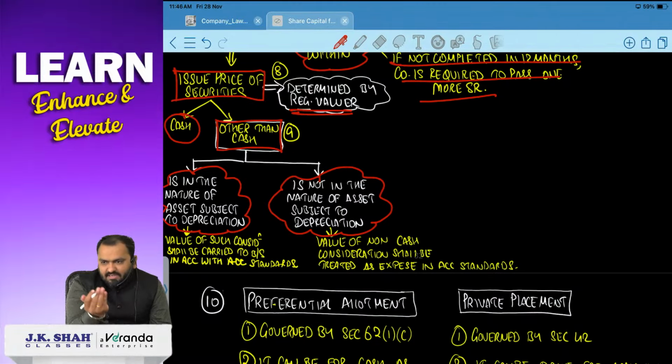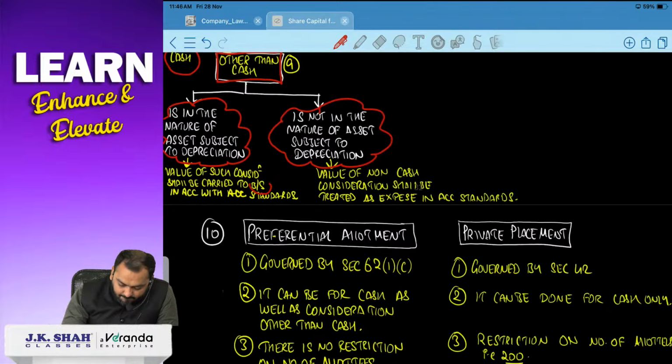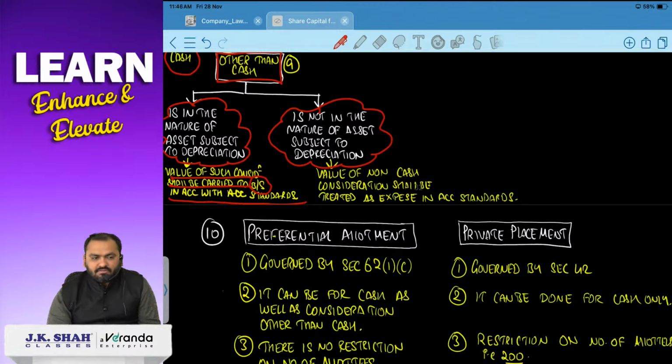So whatever the company has received, where will that be recorded? The value of that property shall be recorded where? The company has received that in the form of an asset, correct? So yes, that shall be recorded in the balance sheet. The value of such consideration shall be carried to the balance sheet in accordance with the accounting standards. Easy?